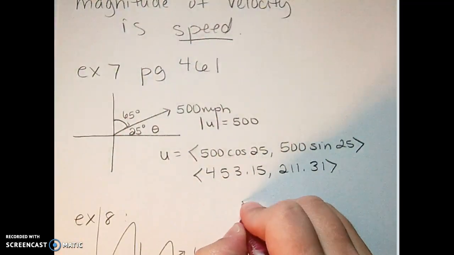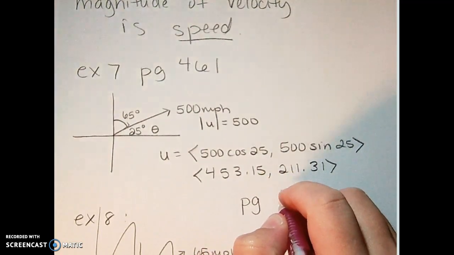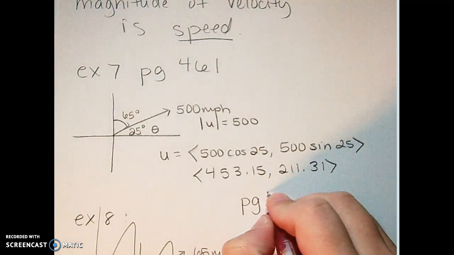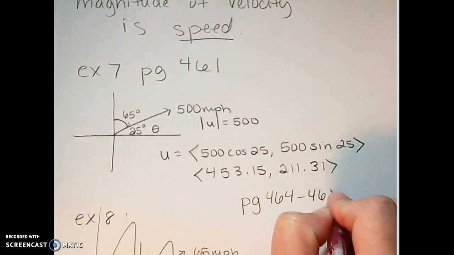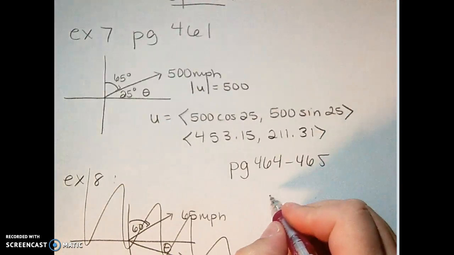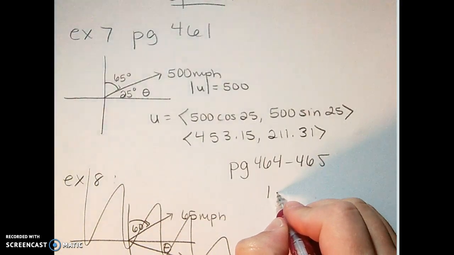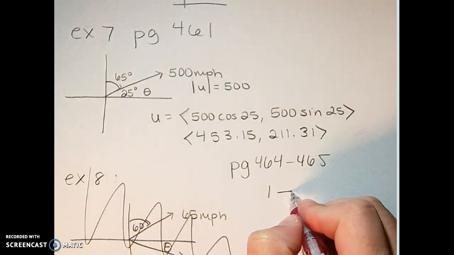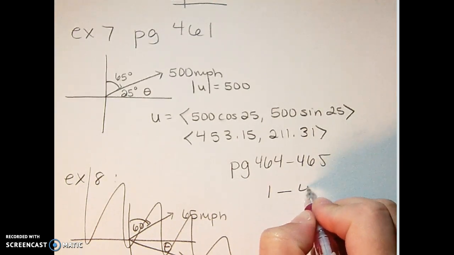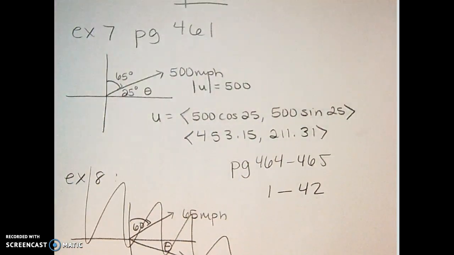Now for this section, you should look at problems starting on page 464 and 465. The problems that you really should know how to do are 1 through 42. Remember, the odd problems have answers in the back of the book. I have my book with me, so I have the even answers and can answer any questions that you have. Feel free to text me.